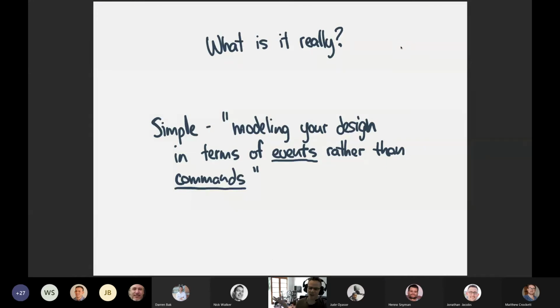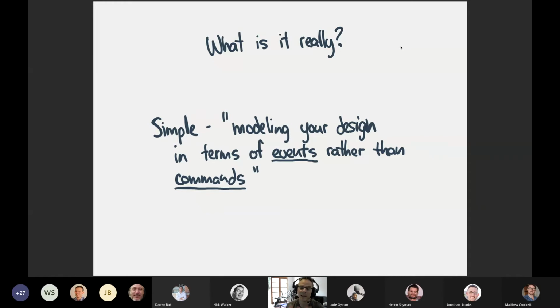So what is it really? This is how I distill it. I go, actually it's quite simple. Model your design, so your software design or your architecture, in terms of events rather than in terms of commands. It's as simple as that. So where you would normally sit down and say, okay, how do I solve this problem? Well, this customer needs this thing done. You would normally sit down and choose, maybe naturally, to model it in terms of commands. Like this system will tell that system to do something, or it will ask that system to get some data for it, or whatever, right? And that's very much a command oriented thing.